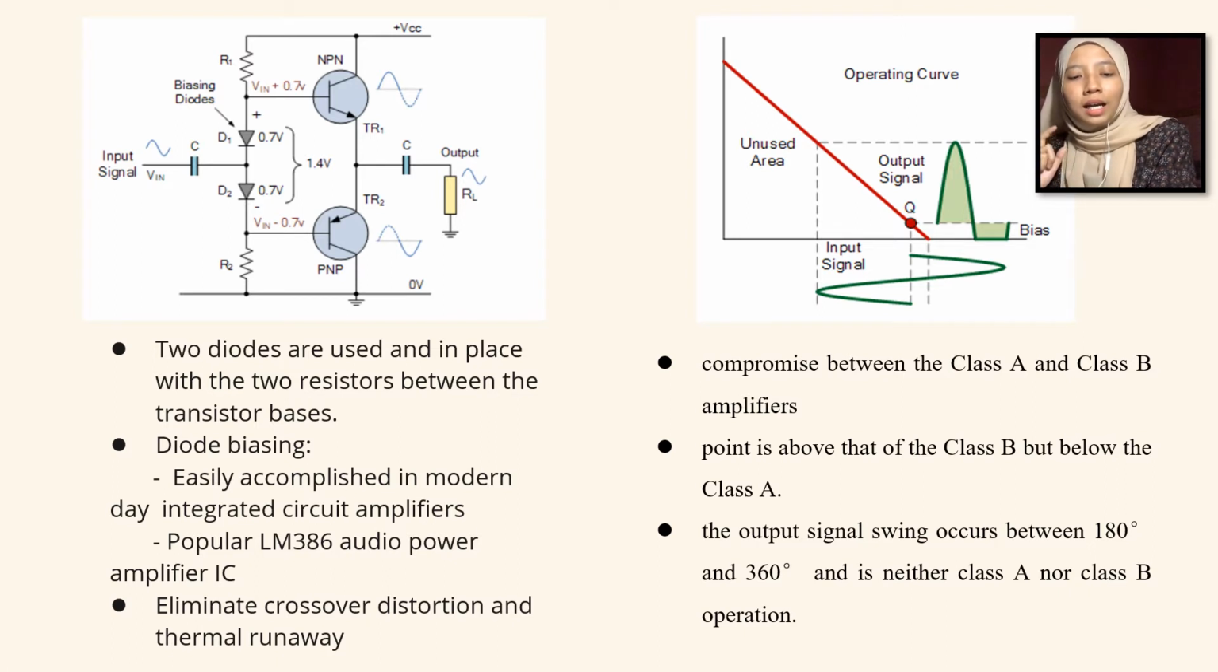Next, the description of the Class AB amplifier. Firstly, the Class AB amplifier output stage combines the advantages of Class A and Class B amplifiers in order to produce a better power amplifier design. Secondly, the Q point of the Class AB amplifier is above Class B but below Class A. Besides that, in Class AB operation, the transistors conduct for the portion of the input cycle that is greater than 180 degrees and less than 360 degrees. In addition, the power efficiency of the Class AB amplifier is between 50% and 78.5%.